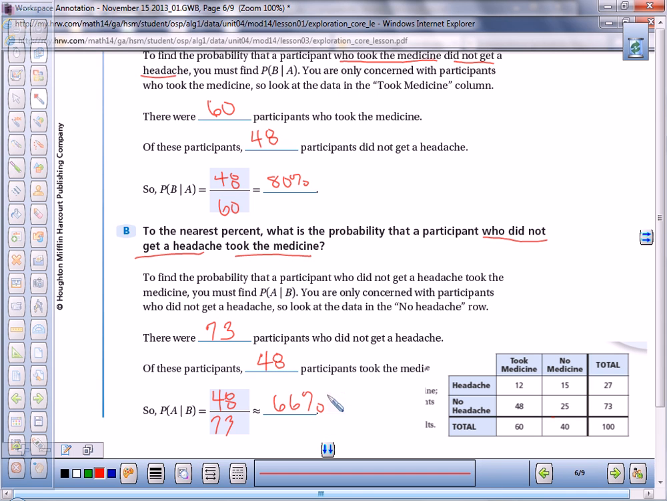Now, both of these dealt with a probability about medicine and no headache. Did we get the same thing? No. Because this one was the probability of B given A, and this one is the probability of A given B. And we just discovered that those are not equal, are they? When we change the given, this one was given that you took medicine. This was given that you did not have a headache. When we switch the given part, we're changing the probabilities. Does everybody see that?